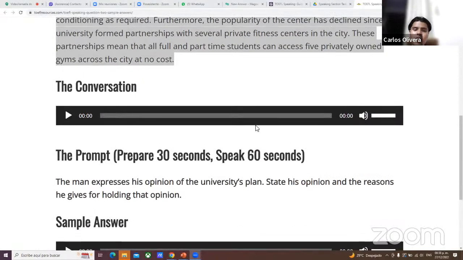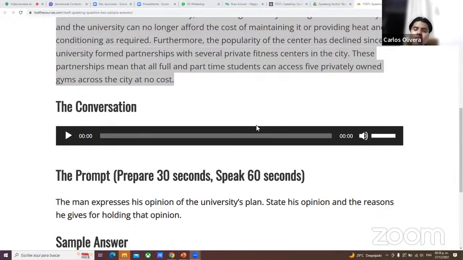Now let's listen to the conversation and please try to identify who is the main speaker and who is the secondary speaker. Very important because you're going to use this when responding later, okay? Listen to this, take your notes, please, so that we can compare later.